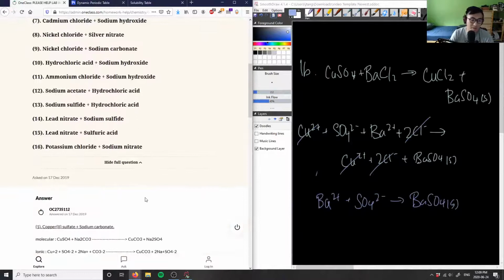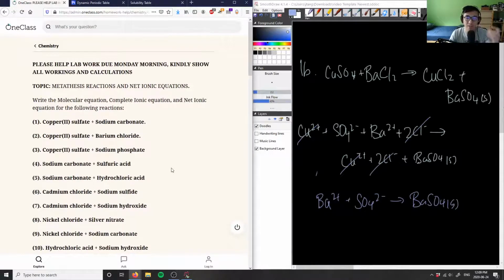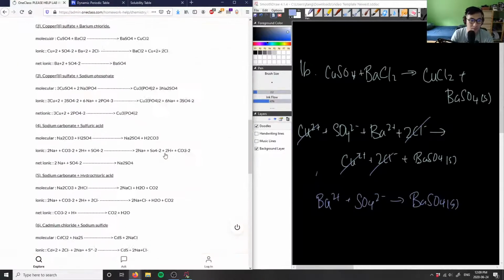I'm not going to check the other ones here. I'm going to assume that they're correct, but that's kind of how you do the net ionic equation. Again, you're figuring out which one's soluble and which one's insoluble from the solubility table. We then break them down into ions, and we can then see which ones we can cancel out, and whatever's left over makes up the net ionic equation. So I'm going to say this solution is correct.